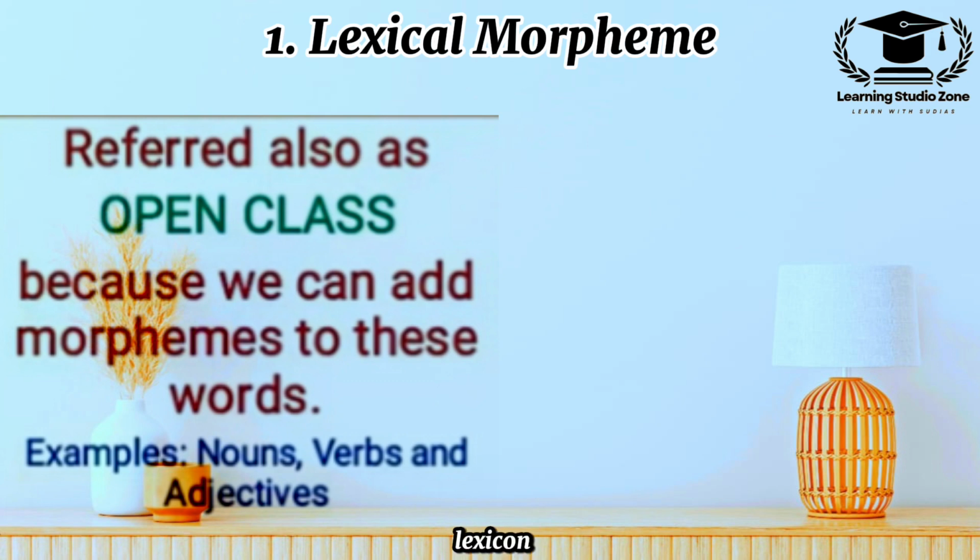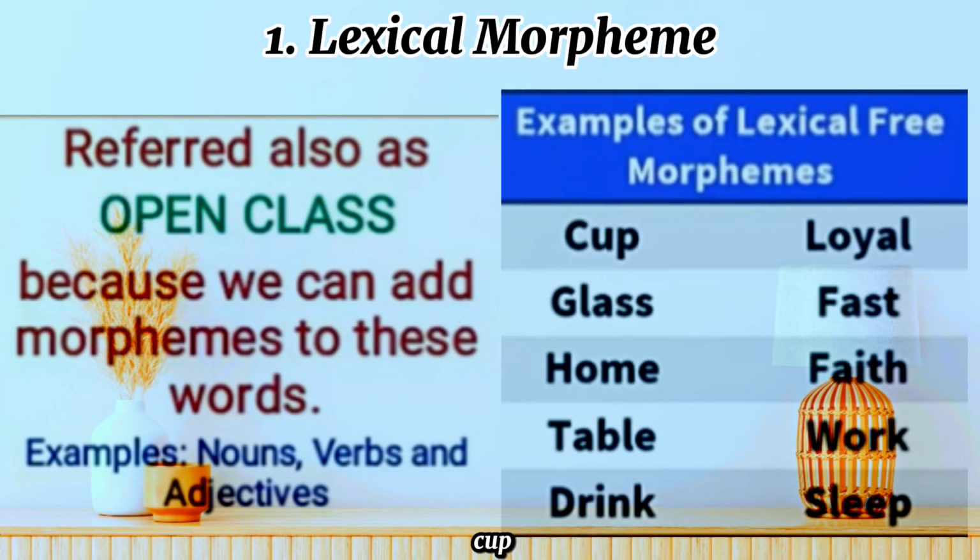Examples of lexical morphemes are nouns, verbs, and adjectives, etc., because we can add more morphemes to these. For example, we have cup, glass, home, table, drink, loyal, fast, faith, work, sleep, etc. All these words can convey their meaning and we can also add different morphemes to them. So we can say these are the lexical morphemes.